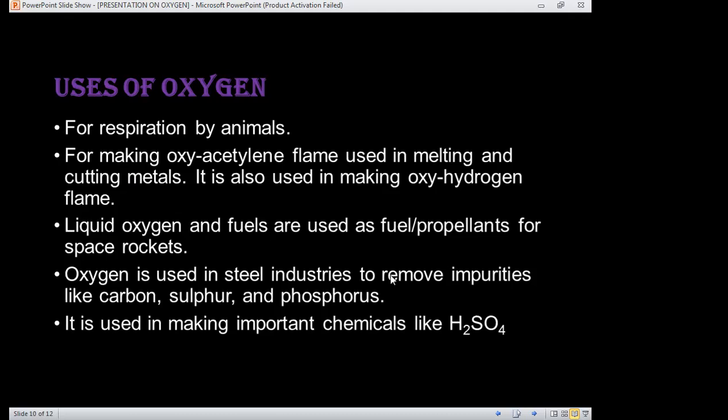Then oxygen is also used to remove impurities. If you have something like pyrites, iron pyrites, that is FeS, you can burn it with oxygen to release sulfur dioxide and iron will be left behind. So impurities like sulfur can be removed using oxygen. And then finally, oxygen is used to prepare very important chemicals, particularly acids like tetraoxosulfate(VI) acid, trioxonitrate(V) acid, ethanoic acid, and so on and so forth.